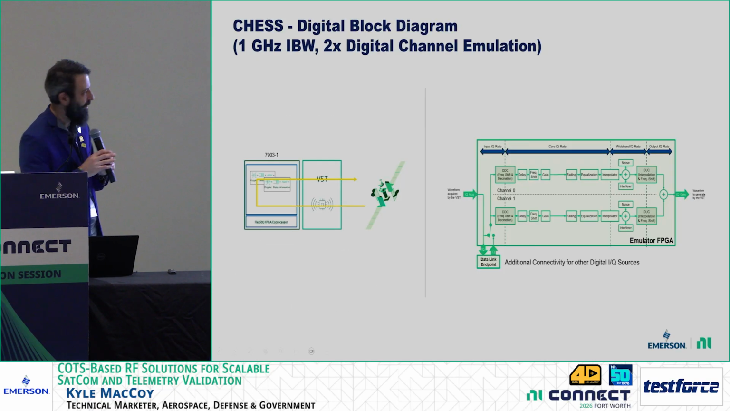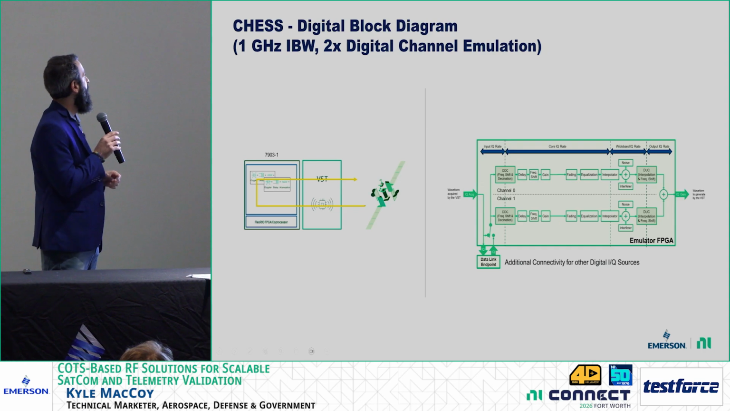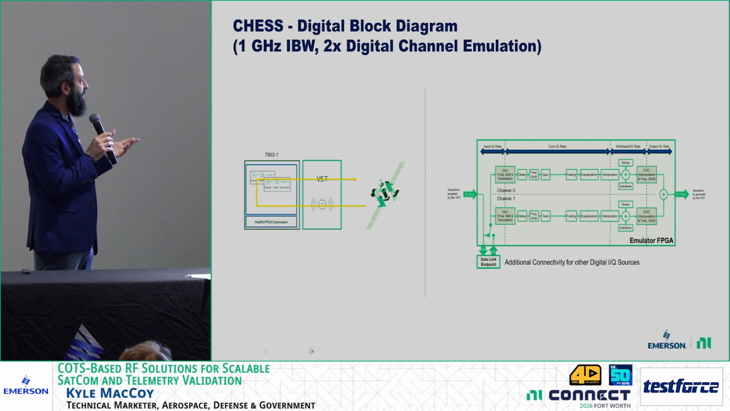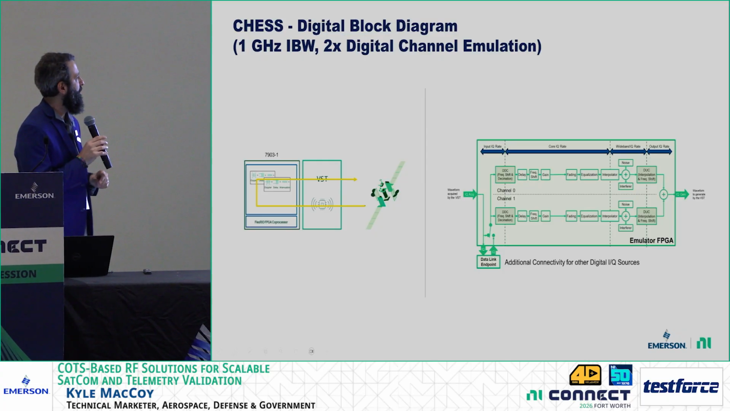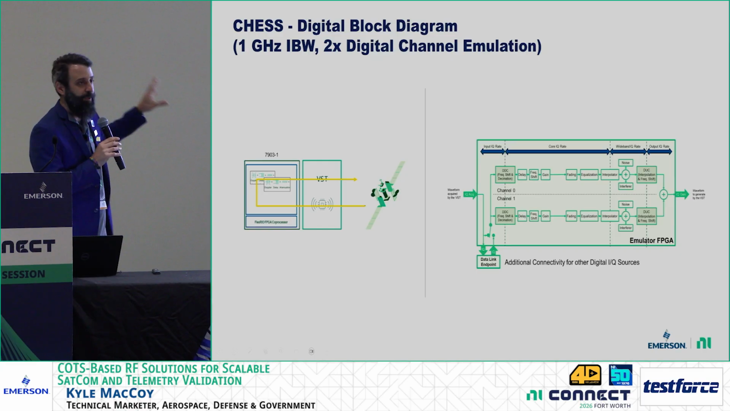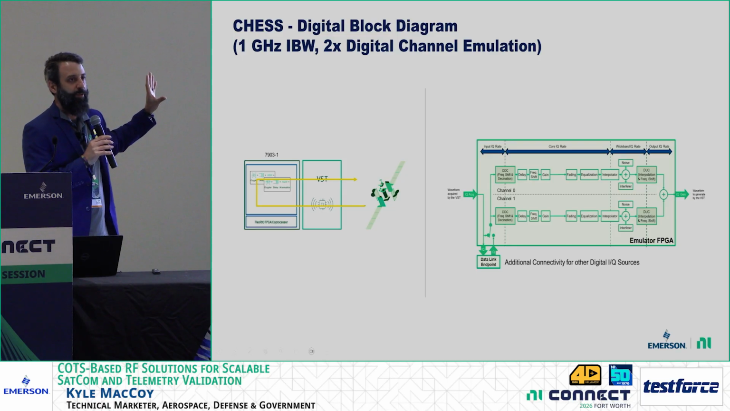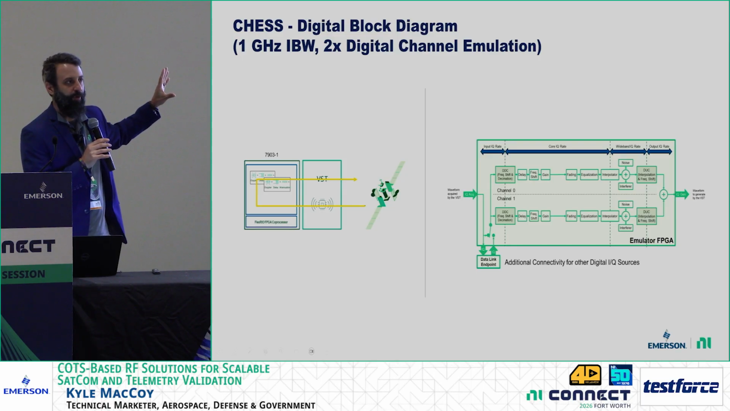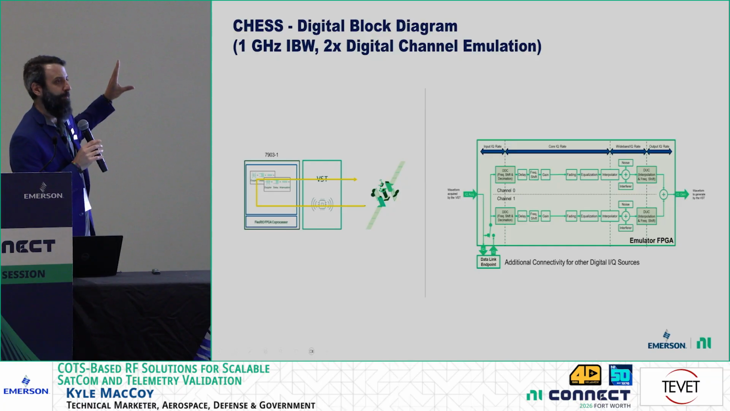And so what we're looking at with this is the actual tool chain for a use case of using CHESS for basic digital channel emulation, where we're using the 7893 you see there to add the Doppler, delay, and attenuation onto the baseband signal, and then sending that to the VST to generate an RF signal from the impaired baseband signal.